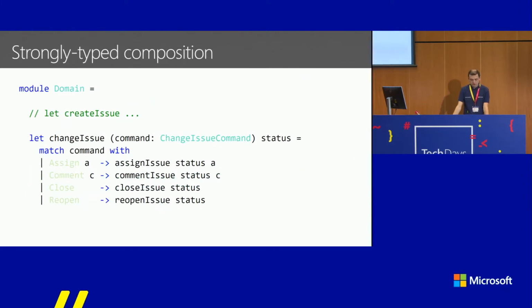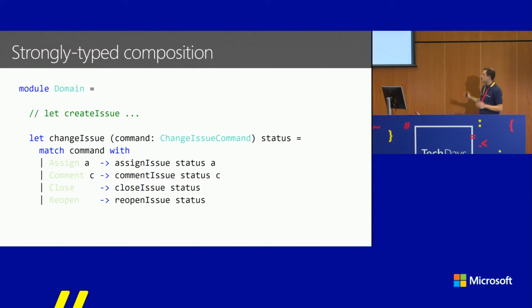Now we can define our domain function, the first iteration. It gets command and status, and then again it uses a match expression to understand which exactly command it is, and then returns a proper function. Note that the match expression is now more powerful. It's not just a case, it also defines the local value A or C in this case. And these are strongly typed, so A has type of assign issue command, C has type of issue count event command. And that's why this compiles, because you can pass it to the functions which accept those types.